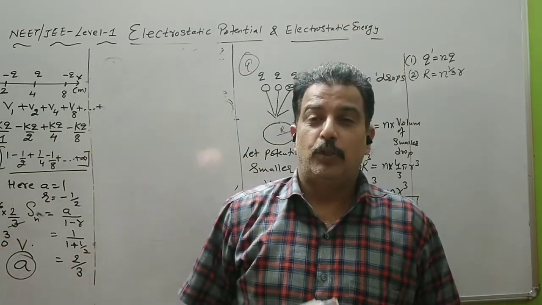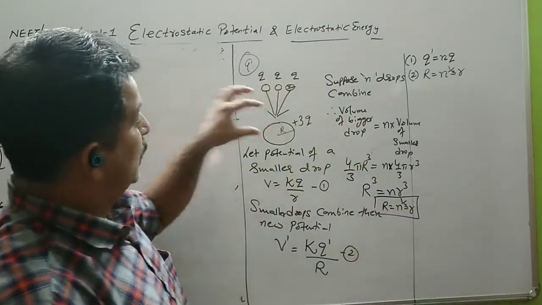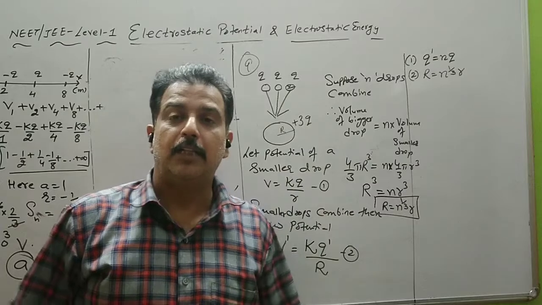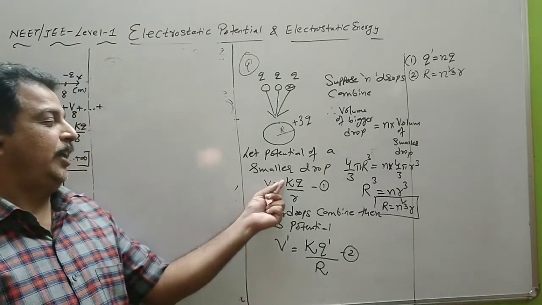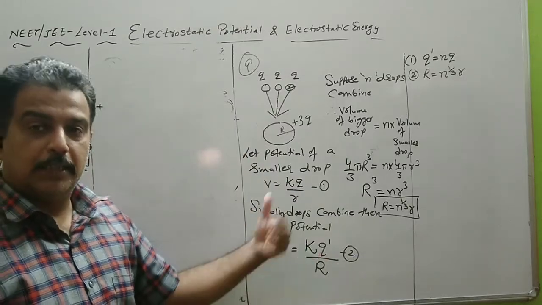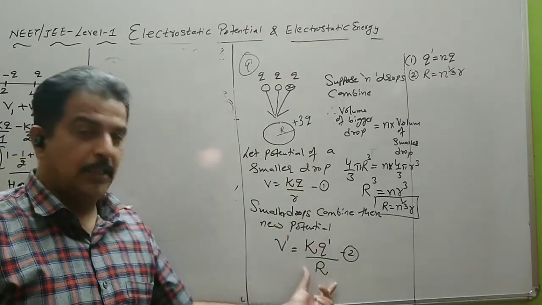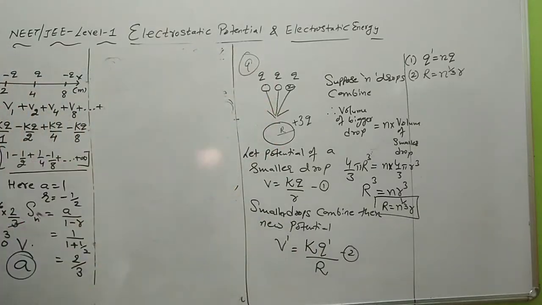Later on we will see that you can also find the relation for capacitance. An individual sphere can also behave like a capacitor, so we can find out the relation. You try it for the electric field: K Q upon r square initially, and K times the new charge, that is 3 times Q, upon the new radius R square. Like this you can find out the relation.